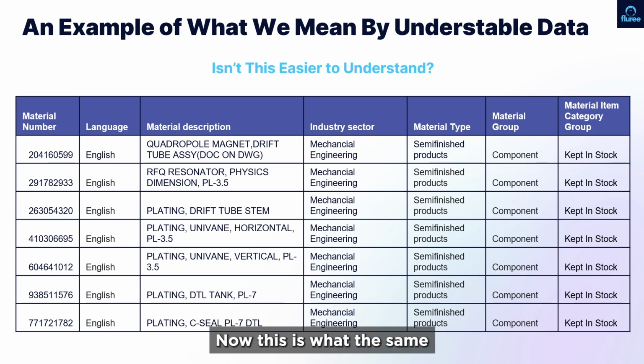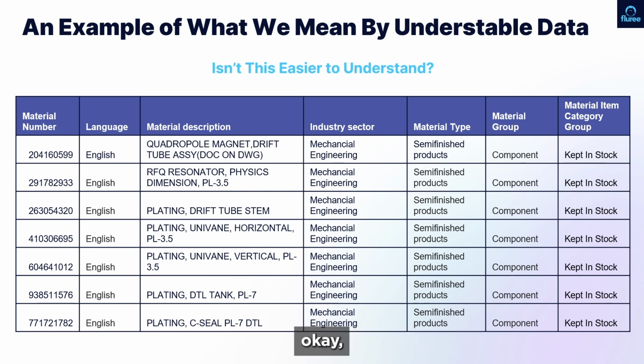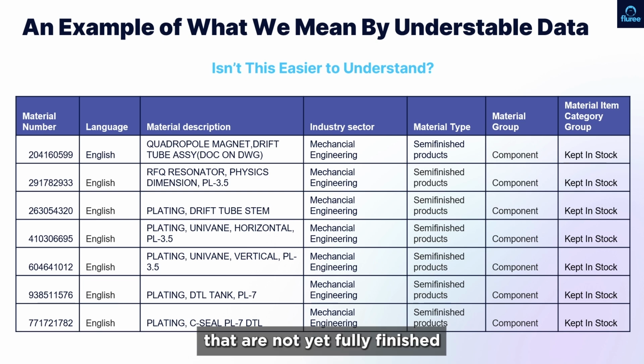Now, this is what the same data table looks like, but after we've converted it to something that's a little bit easier to understand. Now we can come back and say, okay, I understand the context of this specific data table. We're talking about engineering materials, which are components that are rolling up to products that are not yet fully finished or ready to go to market.